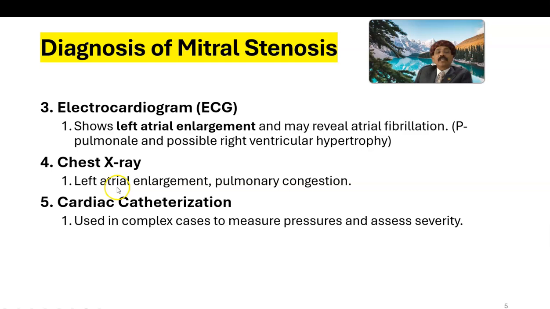In chest X-ray, left atrial enlargement and pulmonary congestion. We'll get the double shadow sign. The left principal bronchus may be elevated. The left atrial shadow will be seen very large. Cardiac catheterization is used in complex cases to measure pressure and assess severity.